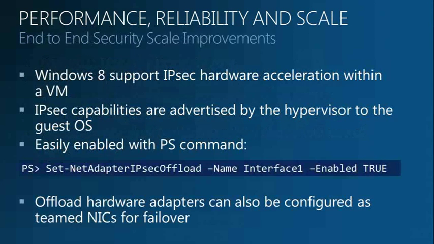A couple of things from a security scale standpoint. We support IPsec hardware acceleration within a VM now. IPsec capabilities are now advertised by the hypervisor to the guest OS. So basically, the guest OS now has an understanding of the underlying hardware from an IPsec acceleration standpoint. This is enabled using a PowerShell command. Again, you guys will get these slides, so you can rip these commands out later. And you can also do offload hardware adapters with team NICs, which is kind of cool.